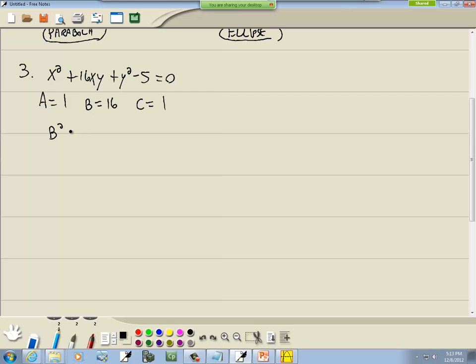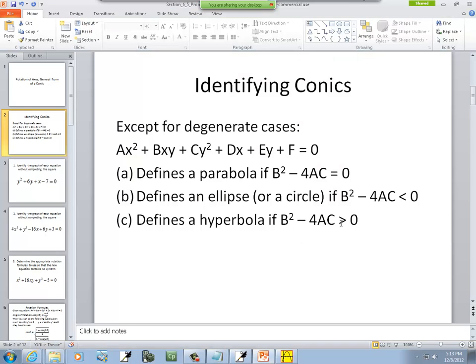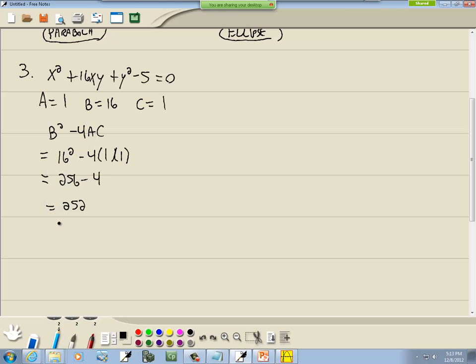Then we want to find b squared minus 4ac. So we'll have 16 squared minus 4 times a times c. I have no clue what this one is, but it's greater than 0. But let me see. 16 squared is 256. So we have 256 minus 4, and that gives us 252, which again is greater than 0, so it's a hyperbola.